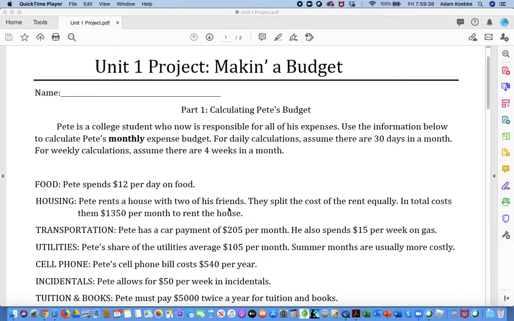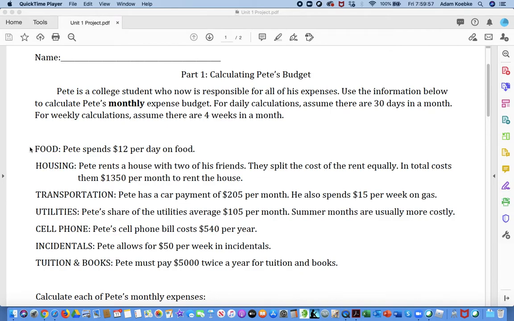In Part 1, we're going to look at Pete's budget. It says Pete's a college student who's now responsible for all of his expenses. We're going to use the information below to calculate his monthly expense budget. For daily calculations, multiply by 30. For weekly calculations, we multiply by 4. So we have all the different aspects of his budget here that we're going to look at.